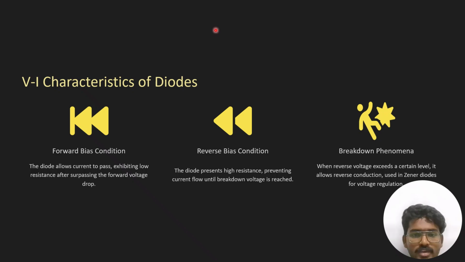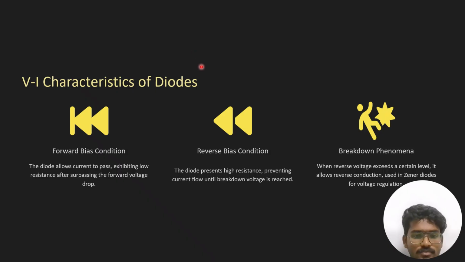Now, VI characteristics of diode. Forward bias. When positive voltage is applied to the P side, the depletion region narrows and current flows after a threshold. For silicon, 0.7 volts are required.